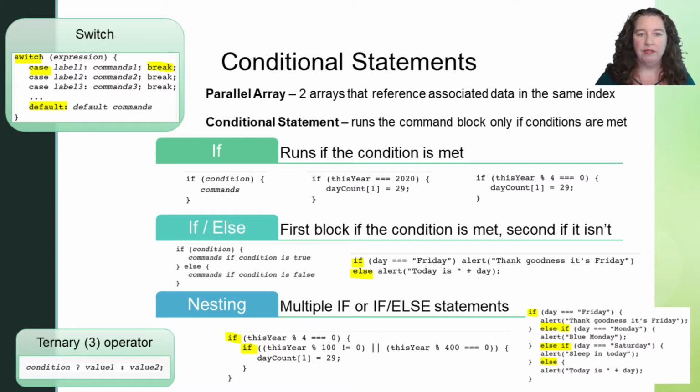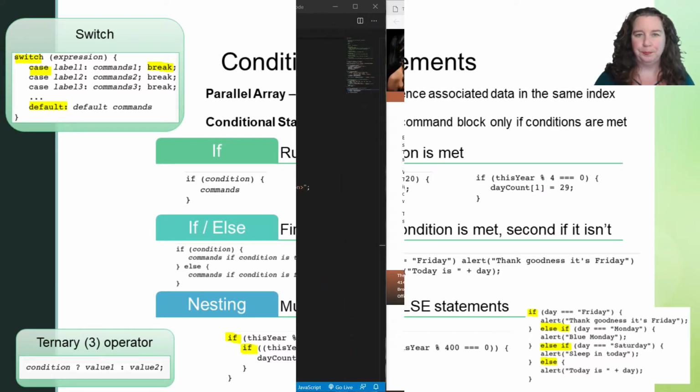X is greater than 5, it doesn't matter. Question mark, which says this is the end of my conditional. If it's true, return what comes after the question mark. If it's false, return what comes after a colon. Don't forget the semicolon at the end. These are your basic conditional statements.